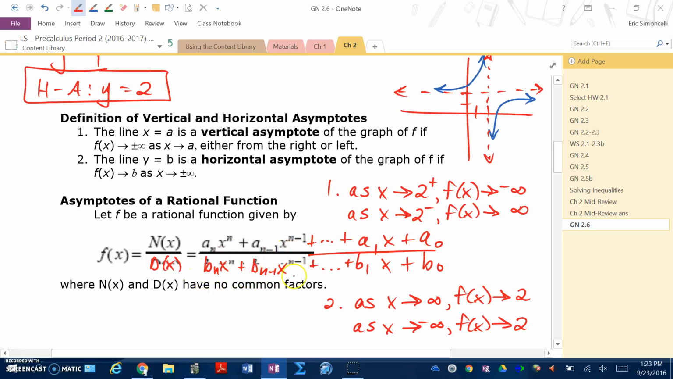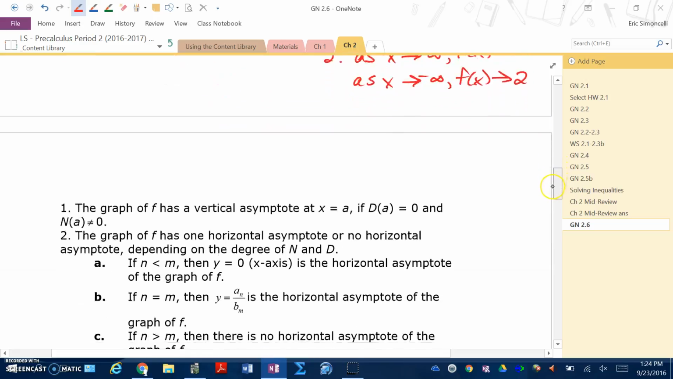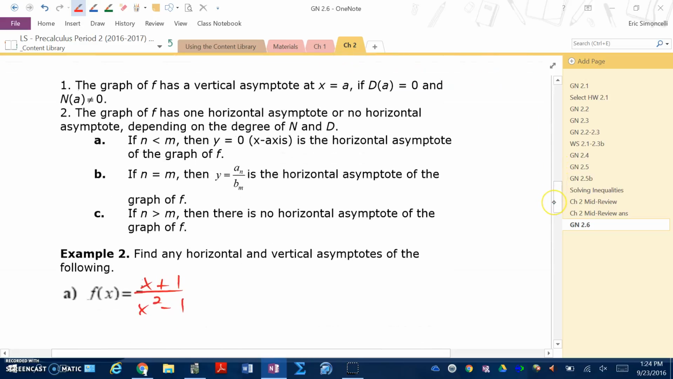Again, I had to fill that in because my printout didn't come out correctly. Where n of x and d of x have no common factors. That's important. Please highlight that. So we'll move on to the next page. We'll start taking a look then at some more details.